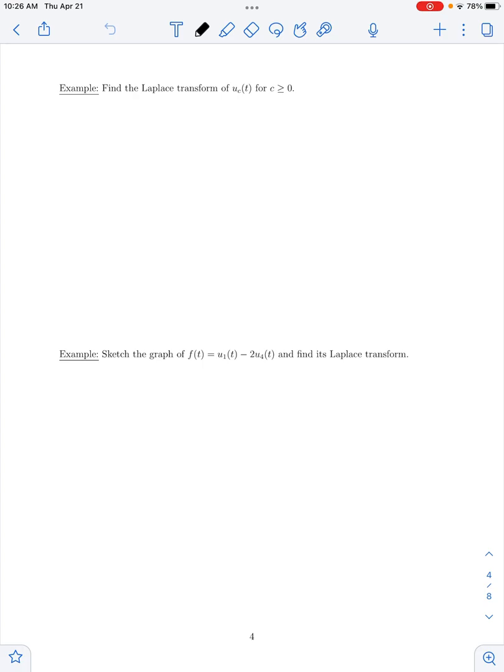So let's start with the following example. We are asked to find the Laplace transform of the unit step function u sub c of t for c greater than or equal to 0. So let's take a look at it. If we have the Laplace transform of this unit step function, by definition, this is the integral from 0 to infinity of e to the negative st times my unit step function, u sub c of t.